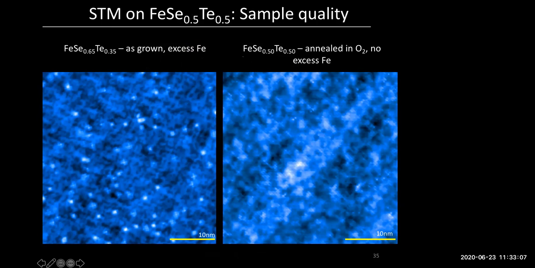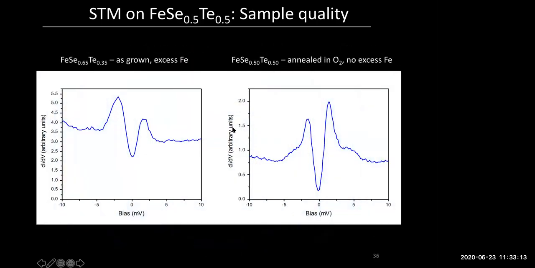You can anneal the sample in oxygen to get rid of this excess iron, but still the sample looks awful. And in fact, the superconducting gap doesn't look anything like the gap I showed you earlier with sharp coherence peaks and the density of states going to zero. Even after annealing in oxygen, the density of states doesn't quite get to zero.